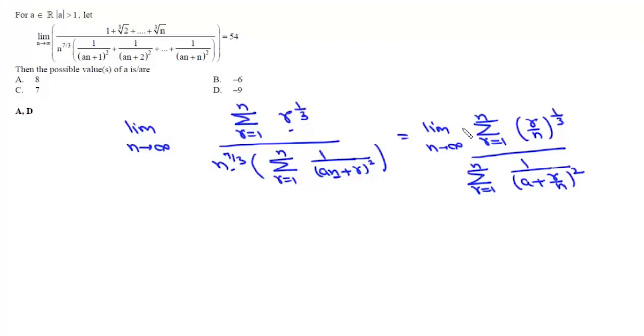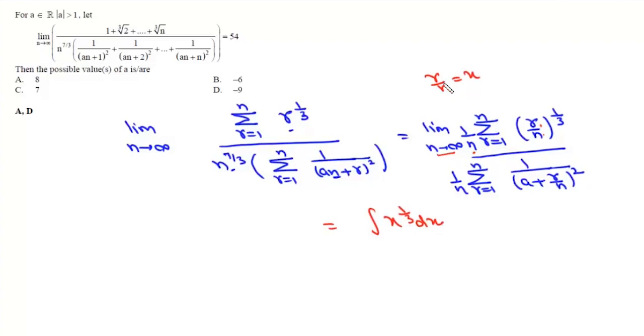Now what we'll also do is we'll multiply numerator and denominator with 1 by n. Now it satisfies all the three conditions for limit of sum. Now we have n tends to infinity, we have 1 by n, and we have r by n. So we'll replace r by n with x. So it will be this integral and then x to the power 1 by 3 dx.